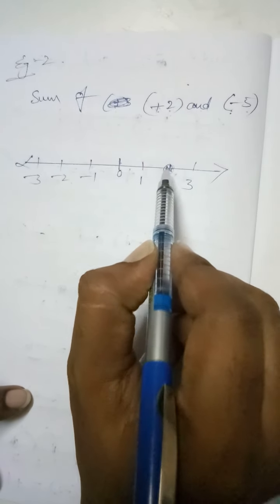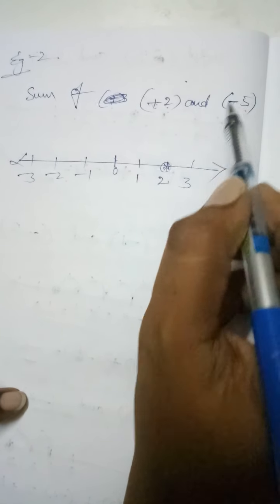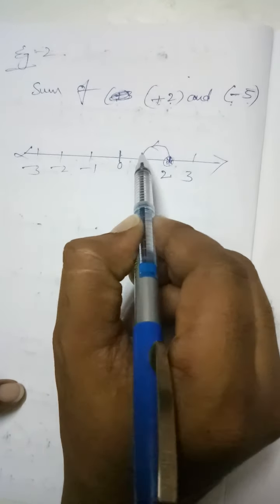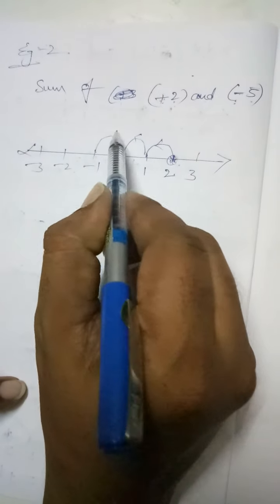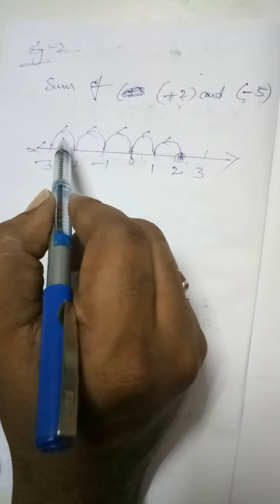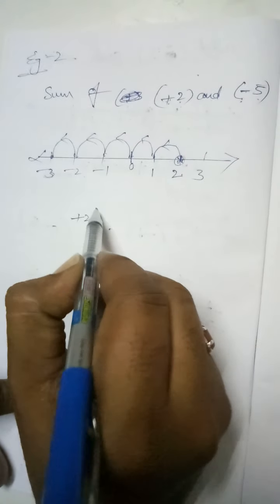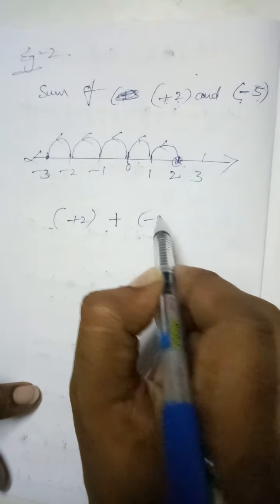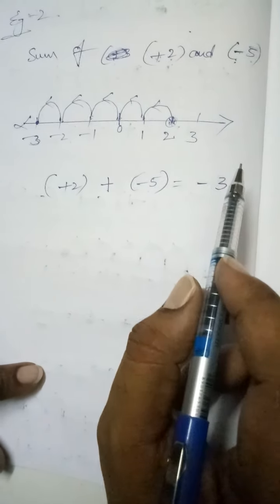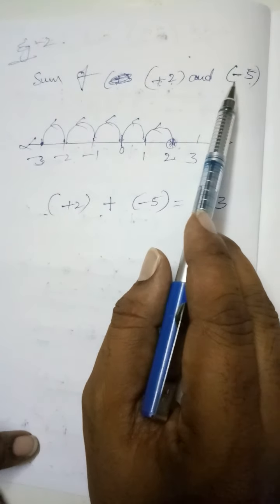From 2, do we go to the left side or right side? Left side, depending on the sign. So how many steps? 5. I'm starting from 2. 1, 2, 3, 4, 5. So 5 steps completed. After completion of 5 steps, we have to stand on minus 3. So plus 2 plus minus 5 is equal to minus 3. So this is the easiest method to add positive numbers and negative numbers.